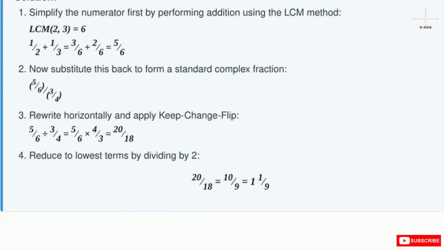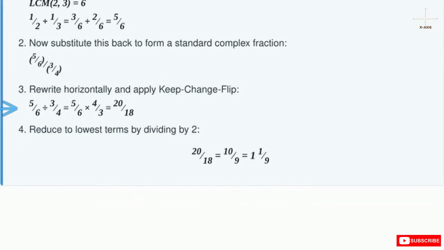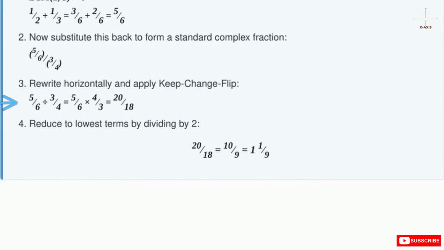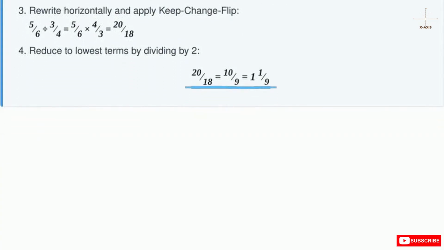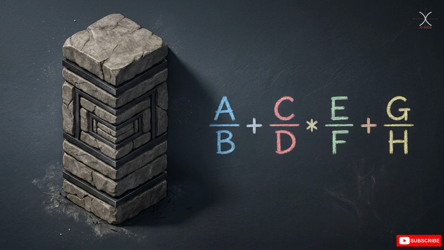Now apply Rule 3 to rewrite the stack horizontally as 5/6 divided by 3/4. Then apply Rule 2 to change it to 5/6 times 4/3. Finally, Rule 1. Multiply straight across for 20 over 18. This reduces to 10/9, or 1 and 1/9. By isolating the nested arithmetic first, high-density expressions become manageable steps.